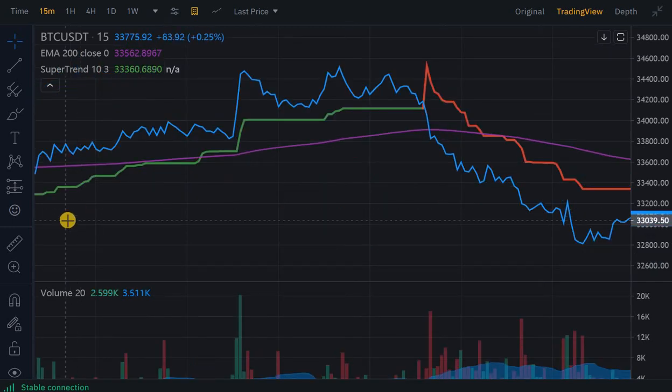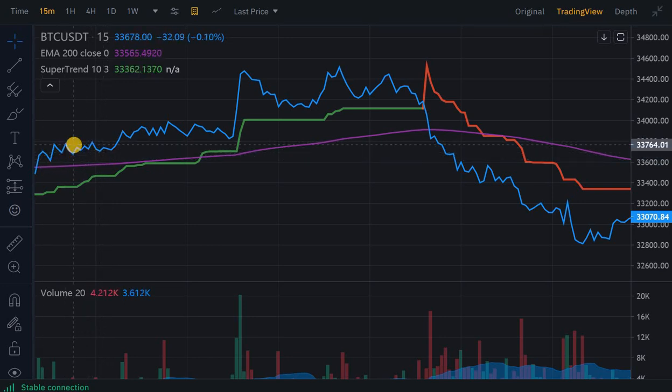Right here, you would see that the super trend indicator is flashing a green signal. It is flashing this green signal in an uptrend, and you know that an uptrend is when the price is above the purple 200 exponential moving average. These two confirmations show an uptrend. So what I will basically do is to enter a position right here.